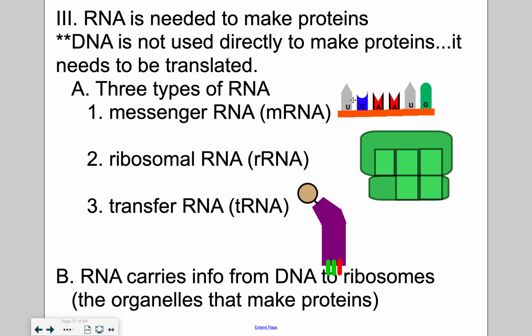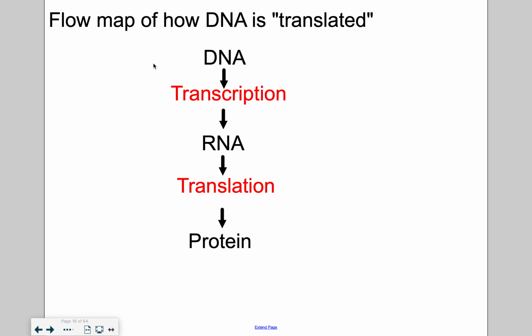So mRNA is going to be made in the nucleus. It carries the message or the recipe or the instructions for a protein to be made. It's going to find a ribosome outside of the nucleus. And then these transfer RNAs are going to carry amino acids to make that protein. So here's the flow map of how DNA is translated.